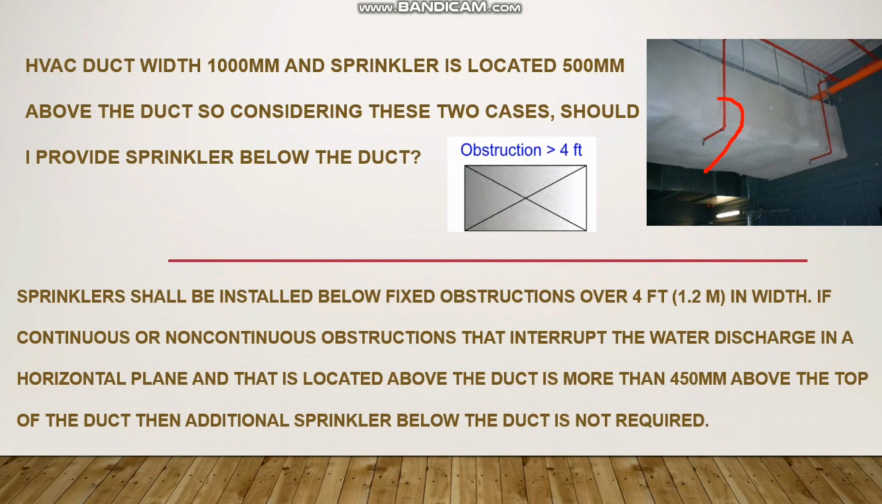Like you see in this image, I have shown the sprinkler which is installed below the obstruction also. When you install the sprinkler below this obstruction like this, you have to follow the minimum distance of 1 inch and maximum distance of 12 inch from the obstruction.